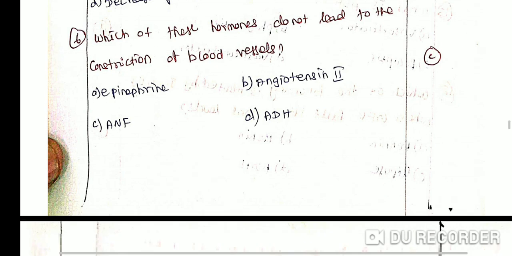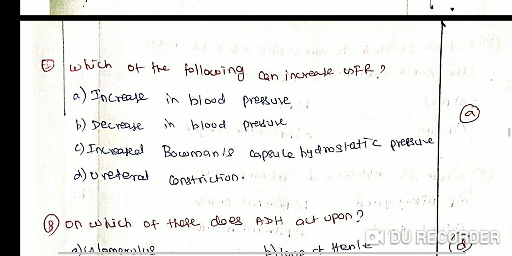Next question: which of the following can increase GFR? Option A, increase in blood pressure. Option B, decrease in blood pressure. Option C, increased Bowman's capsule hydrostatic pressure. Option D, ureteral constriction. The correct answer is option A, increase in blood pressure.